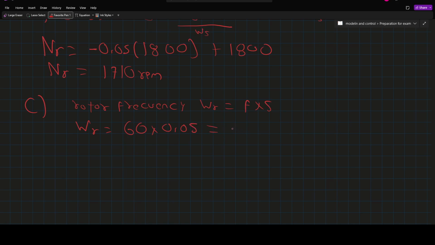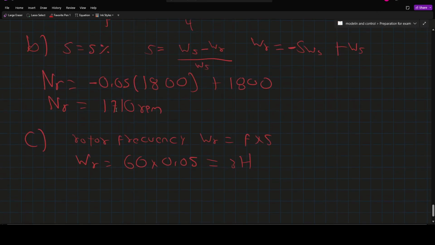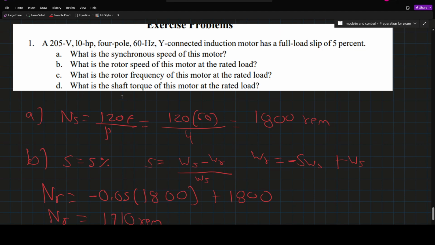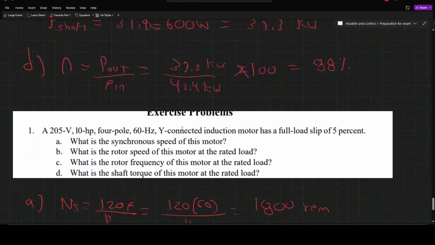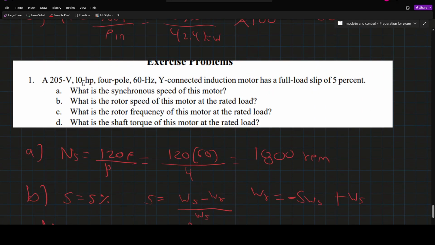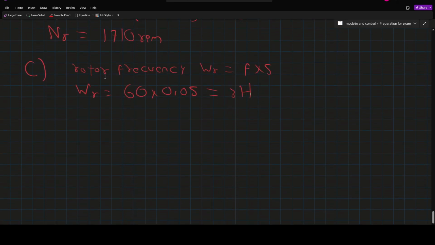So this is going to give us 3 hertz. Now we are going to continue with D. We have here: what is the shaft torque of this motor at the rated load? Okay, so we have the rated load in horsepower, so 10 horsepower.